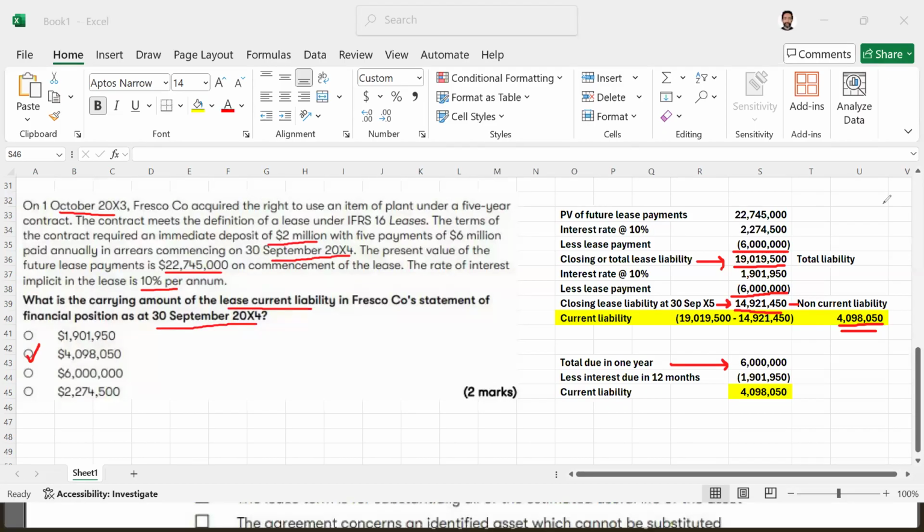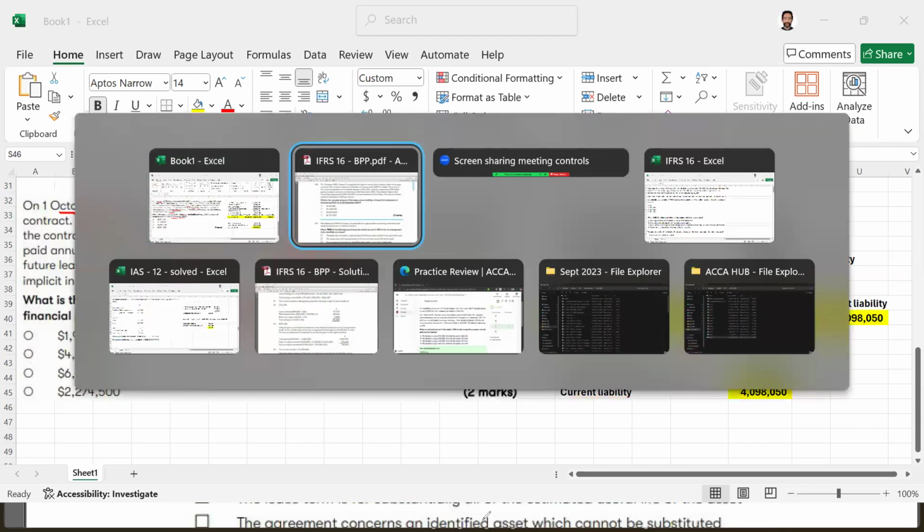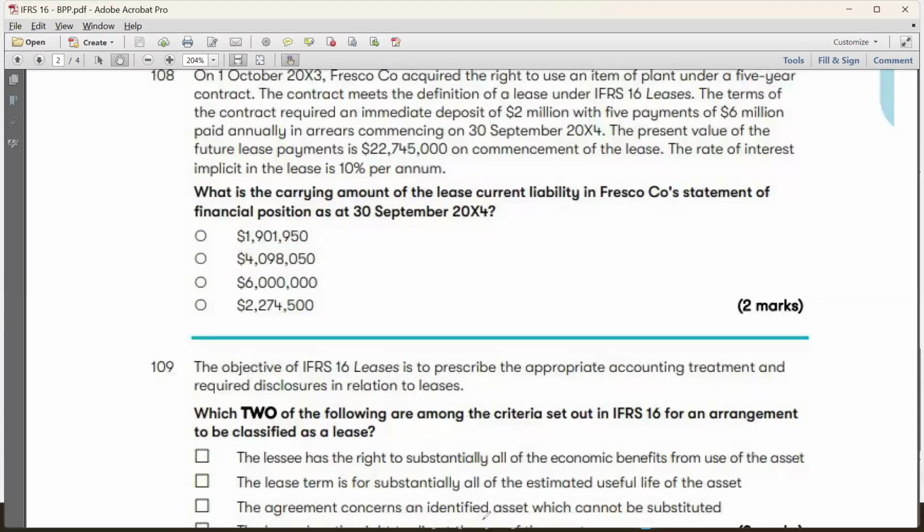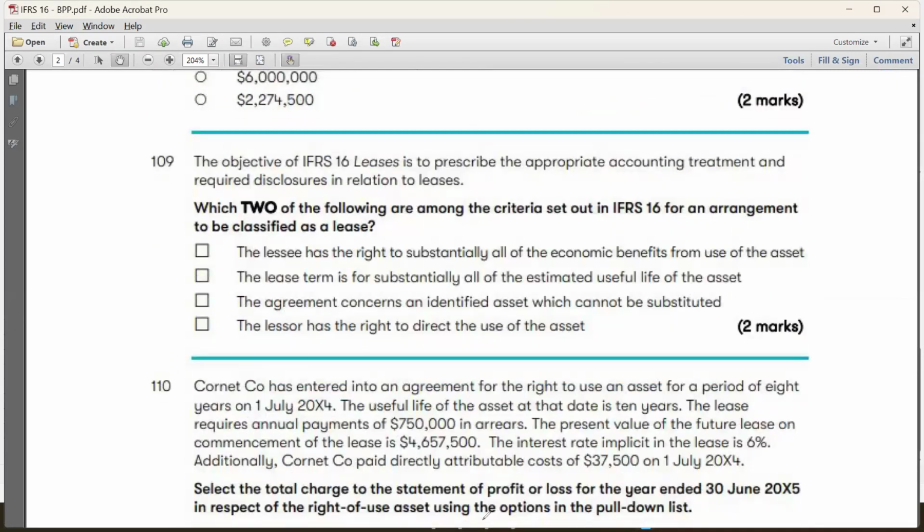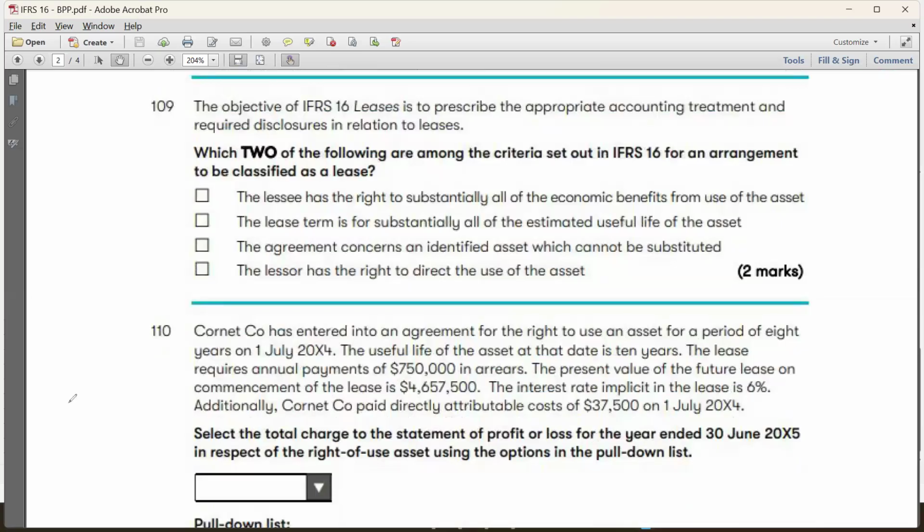So we conclude this one and move on to the next challenge. Let's see what is the next challenge ahead of us. This is a theoretical one. The question: which two of the following are among the criteria set out in IFRS 16 for an arrangement to be classified as a lease? The objective of IFRS 16 Leases is to prescribe the appropriate accounting treatment and required disclosure in relation to leases. There are 4 statements, and we have to see which two are the correct criteria.